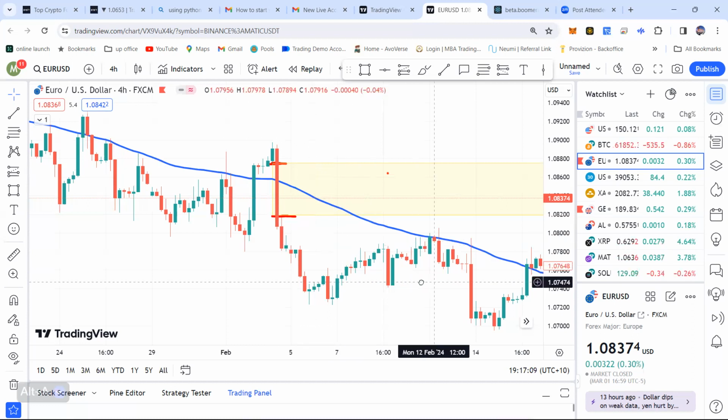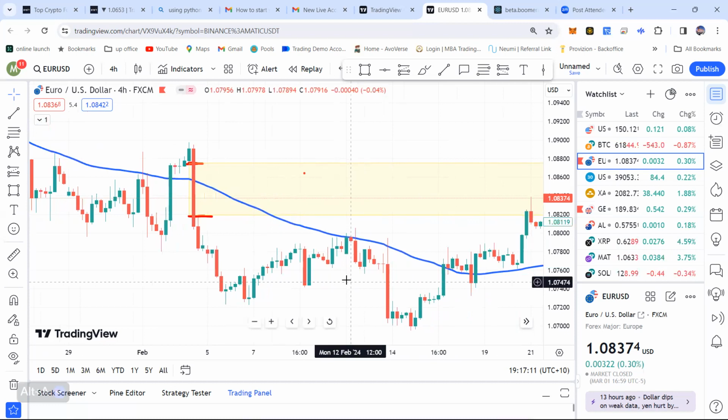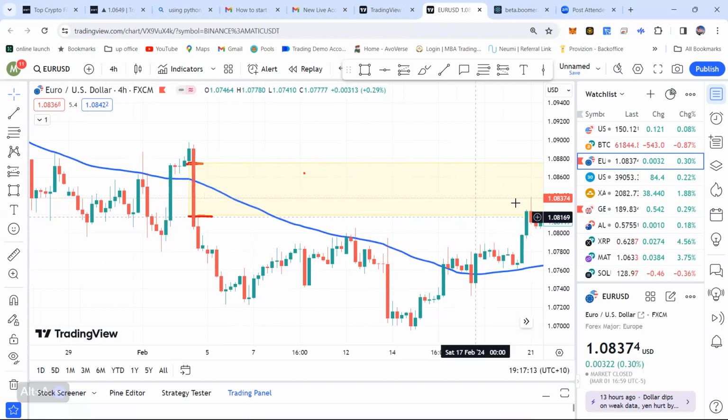But at some stage, the market is going to come up to here. And like just here, the market's come up to here. And this is where ideas behind fair value gaps will change as well.